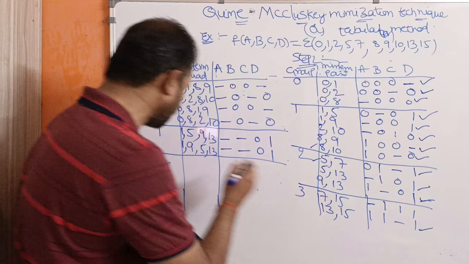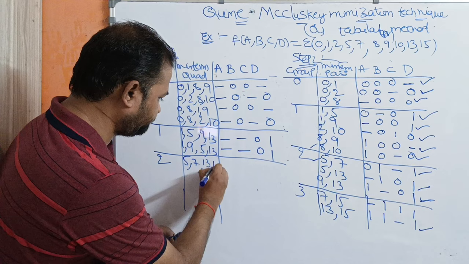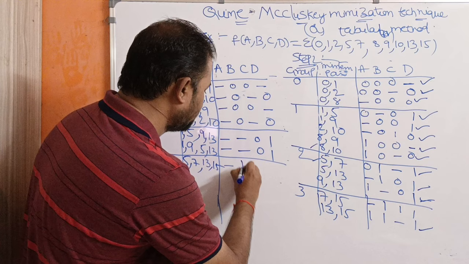So 5 7, 5 7 13 15. So 01 means we have to put dash. Next to 1 dash 1. So 1 dash 1, 1 dash 1. So first one is over.